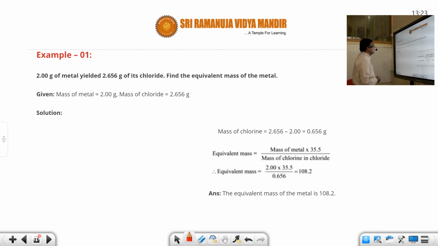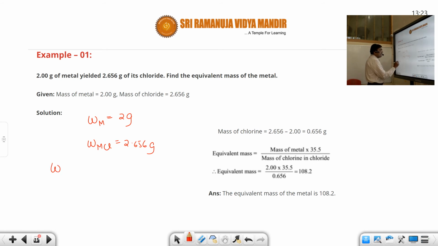2 grams of the metal. Weight of the metal is given as 2 grams. It yielded 2.656 grams of metal chloride. So here the weight of MCl is equal to 2.656 grams. So find the equivalent weight of the metal.